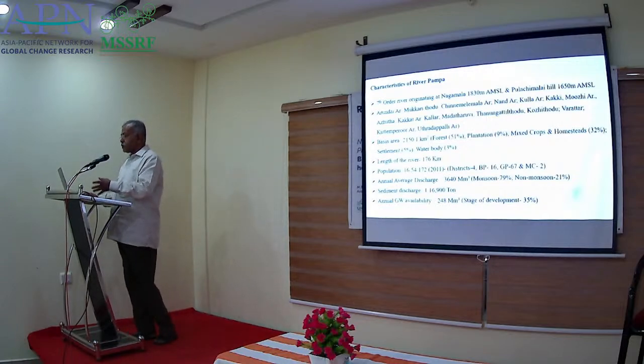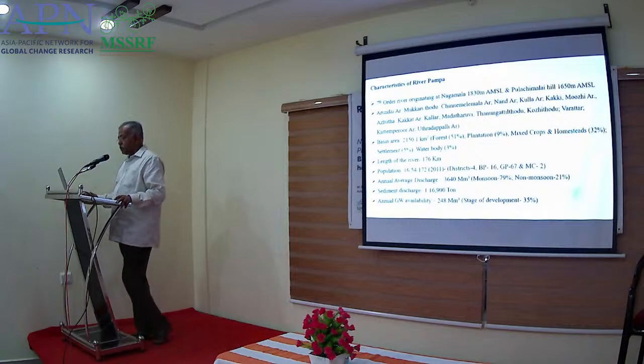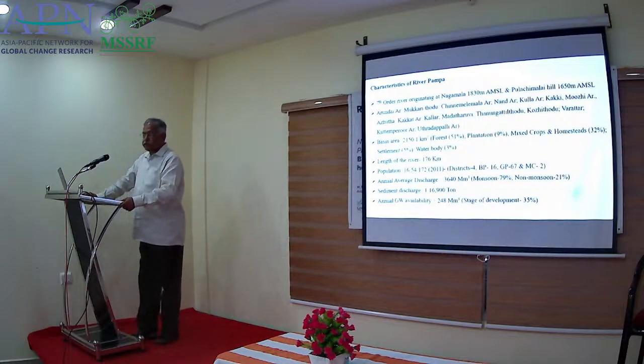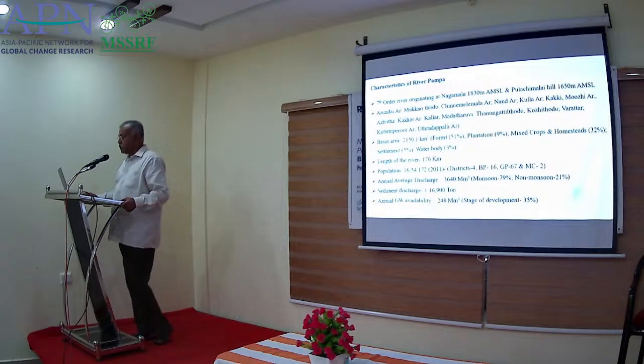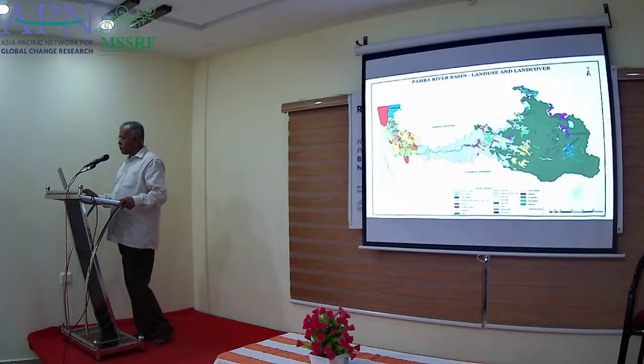So this is the situation this river provides. Huge sediment discharge happens because it drains a large area, almost about 1,17,000 tons of discharge every year. The groundwater availability is significant, whereas the development is much lower, only about 35%, so it is intact. But in portions, it also has problems which we will come into. So these are the land use, land cover.